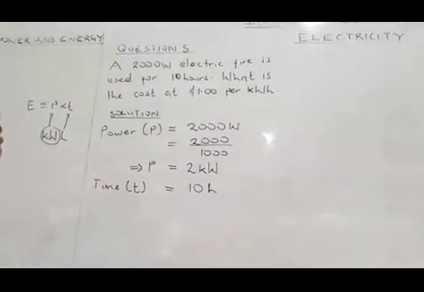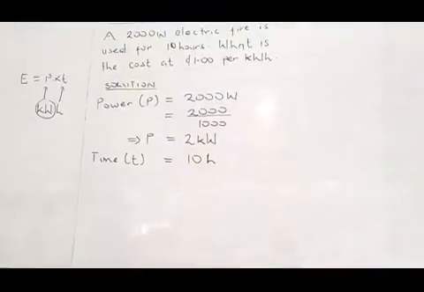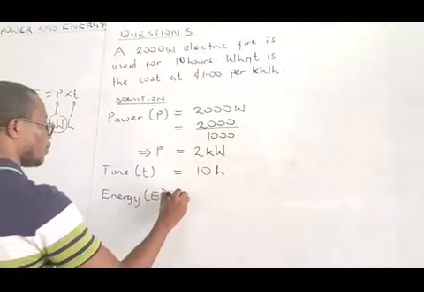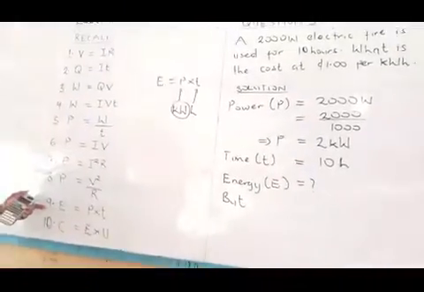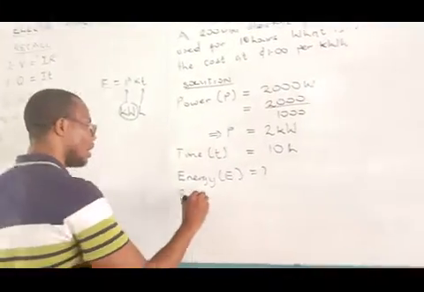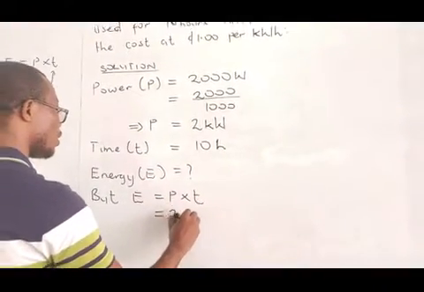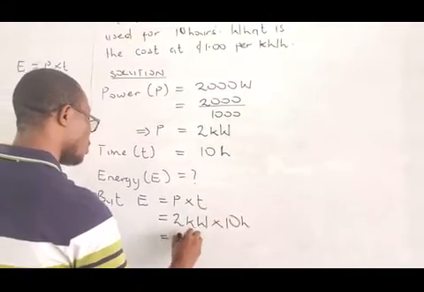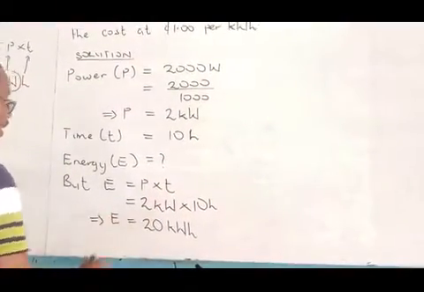As I said, the question didn't ask to calculate for energy. But without the energy, you can't calculate for the cost of electricity. So we first of all calculate for the electric energy, E, that we don't know. From equation 9, our electric energy is equal to power times time. So using equation 9, E equals P times T. The power in kilowatts is 2 kilowatts, and the time in hours is 10 hours. When you do that, that gives 20 kilowatt hours. So that is our electric energy.